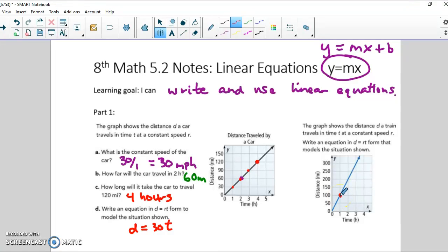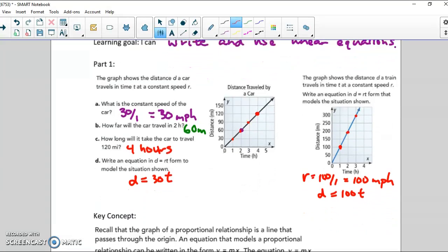So this is my unit rate. This is my slope. Every 1 hour, I'm going to travel another 100 miles. So I go up 100, run 1, rise 100, run 1. So if my rate is 100 miles per 1 hour, then 100 is what I substitute into my equation for R. So I would say D equals 100T. And that's my rule for the equation.